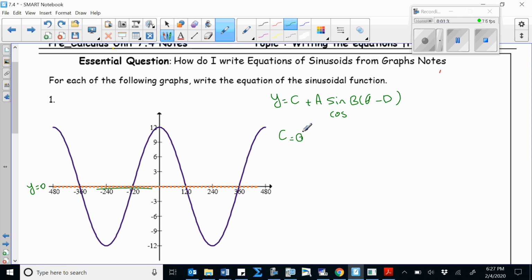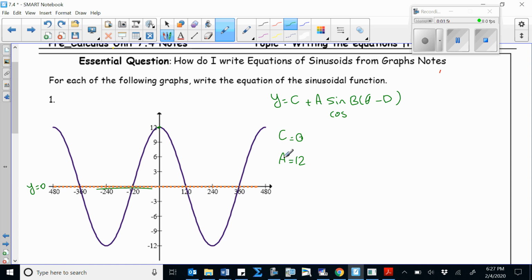To find the amplitude of the function, we just need to see how much we need to go up or down to reach the highest or the lowest point, and that's equal to 12. So amplitude a is 12. Then we need to find the b value.